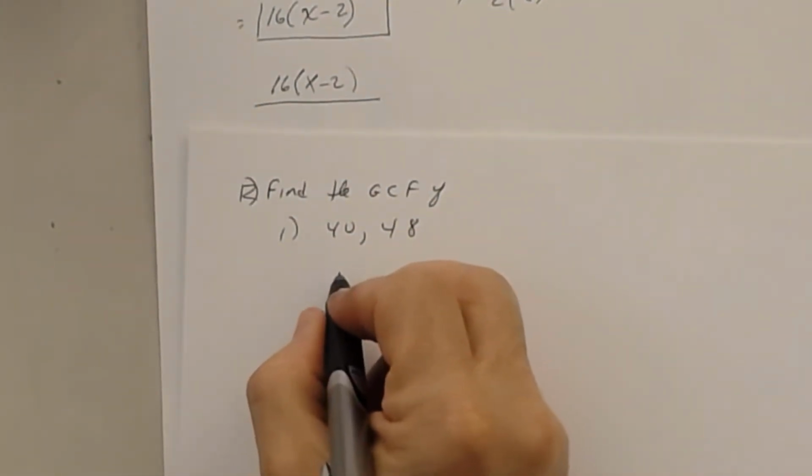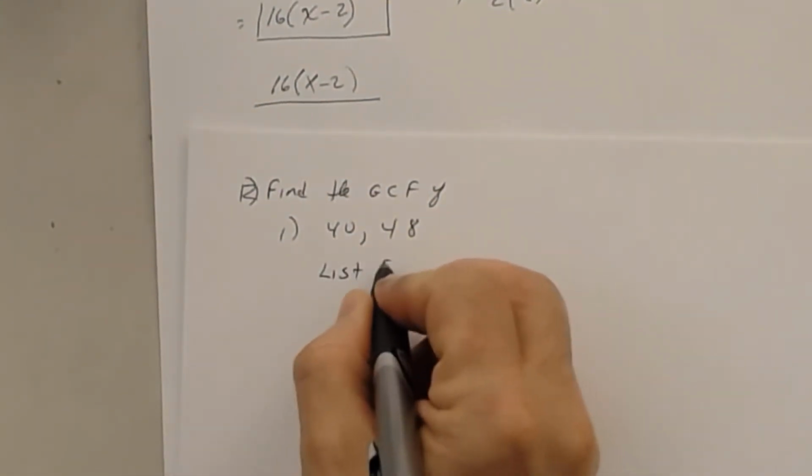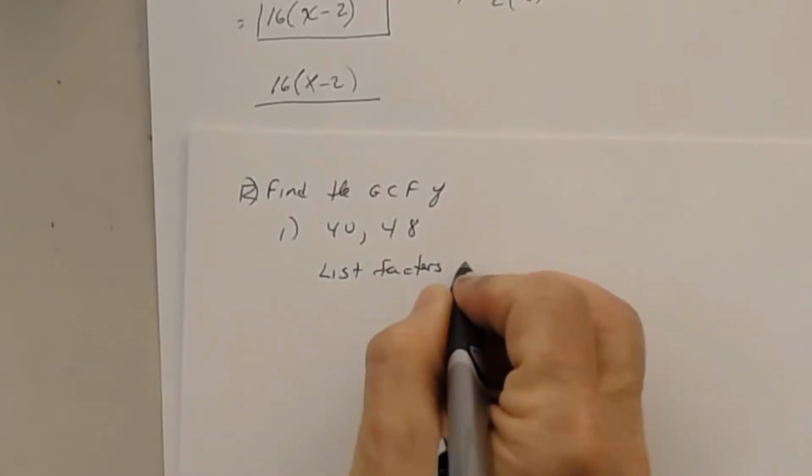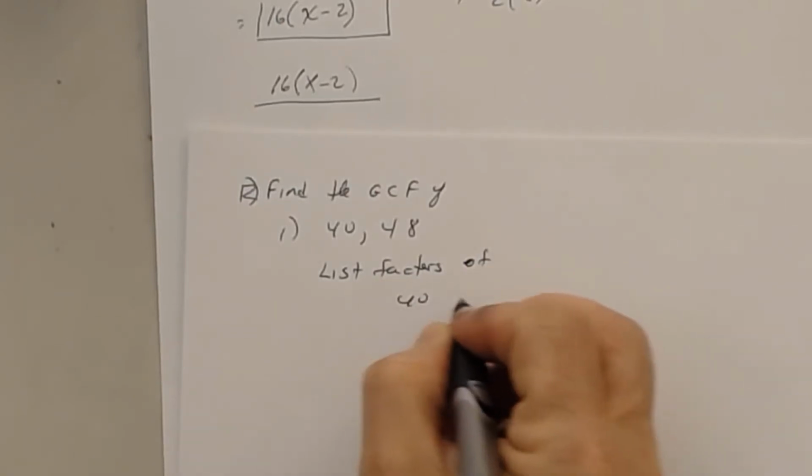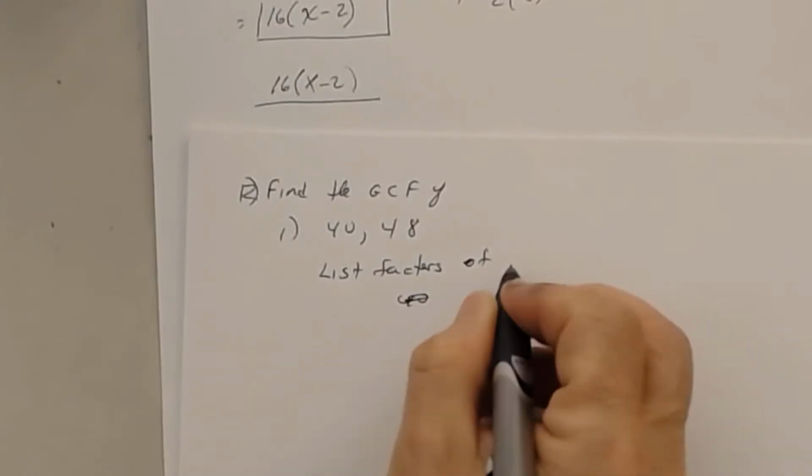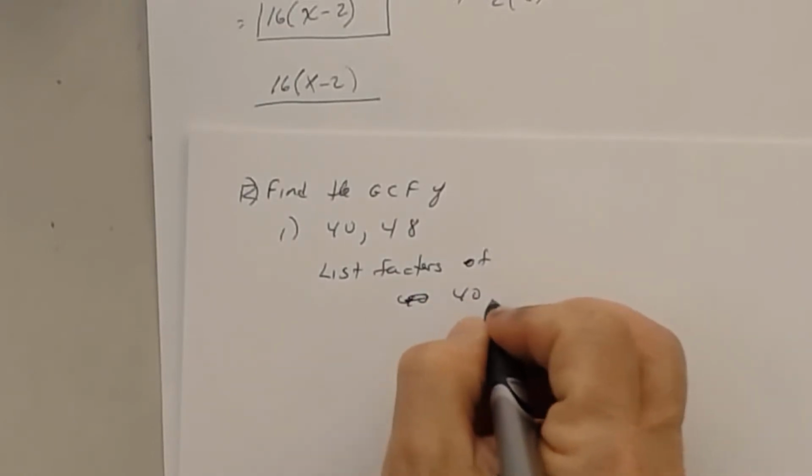The first way is to list your common factors. So list the factors of each. So 40. List the factors of 40.